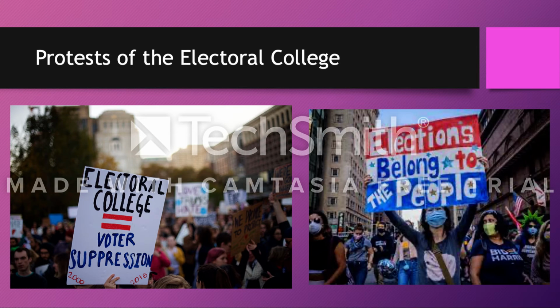Protests of the Electoral College. Due to the many critiques of the Electoral College, there are many people who see this system as taking away their vote or making it so their vote does not count when they vote in the general election. The images show protesters with this belief. One of the pictures shows a person who thinks that the Electoral College is voter suppression, and the other picture states that the elections belong to the people rather than the Electoral College.